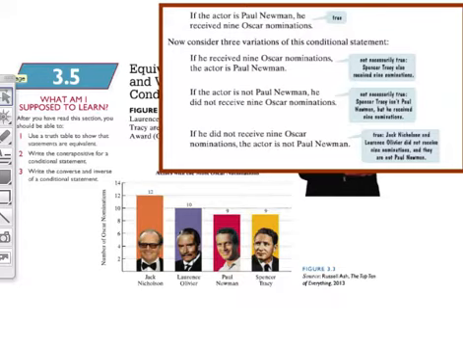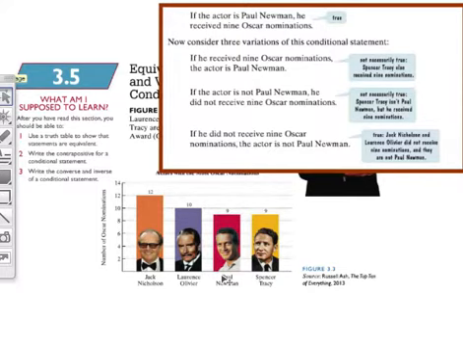Now, in your book, there's a graphic about different Oscar nominations and different people. And according to the graph, Paul Newman and Spencer Tracy have 9 Oscar nominations. Now, I want you to consider this given statement. If the actor is Paul Newman, he received 9 Oscar nominations. Well, that's true. Paul Newman right here, 9.